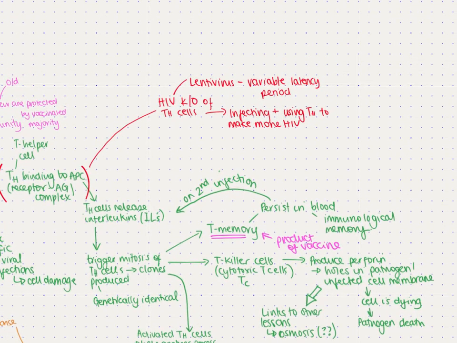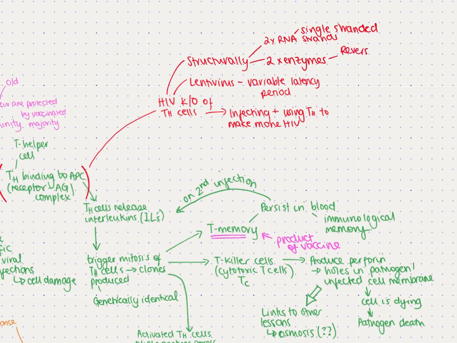Now, if you're not sure about the structure of HIV, you need to go back and look at the lesson. It's lesson 2.20. But structurally, there are a few key things that we need to remember, that HIV has got 2 RNA strands. Okay, so they're single-stranded genetic material. And it's also got 2 enzymes in it. And those are reverse transcriptase and integrase.